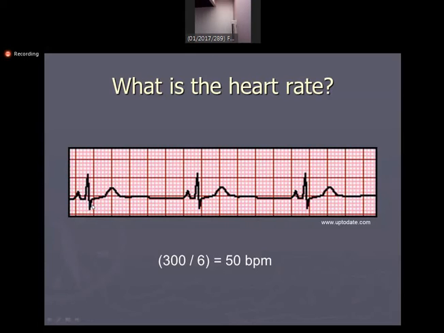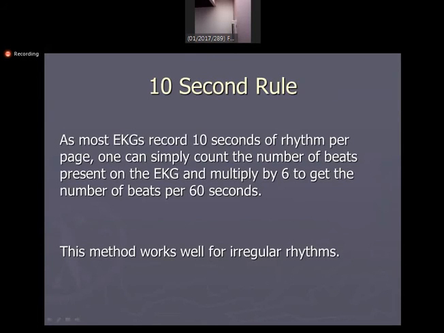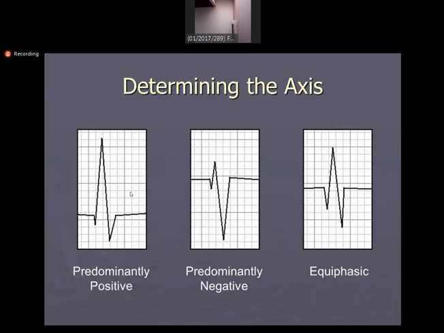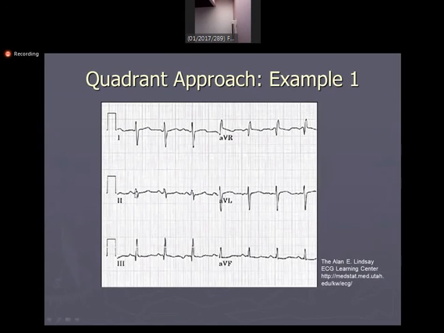Now here you can see in this ECG, this is a P wave and this is the PR segment. And this is the QRS complex, and this QRS complex is followed by the ST segment. And this is a T wave, which is the repolarization of the ventricle.